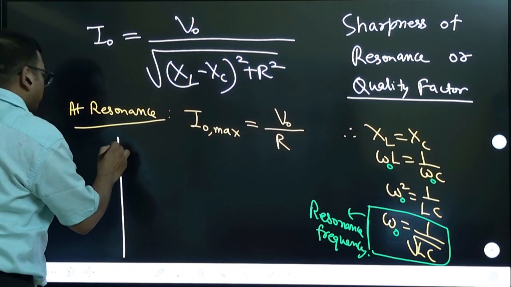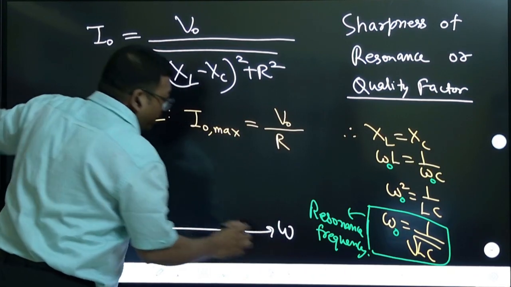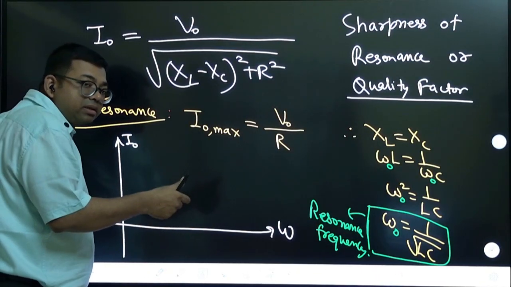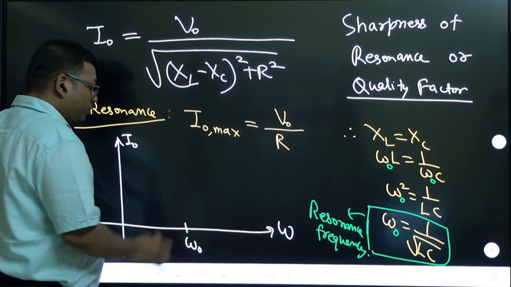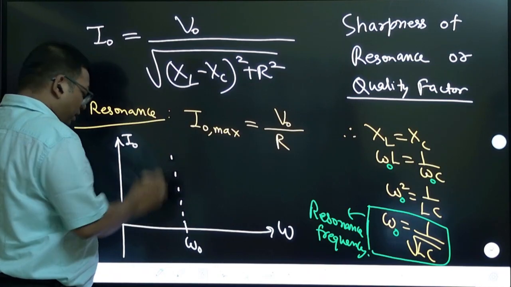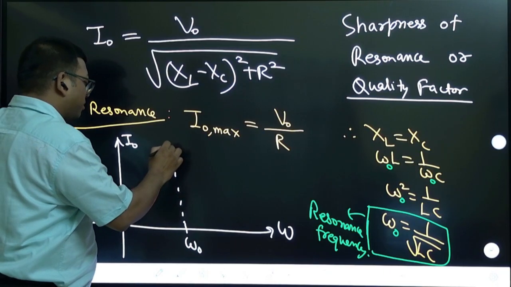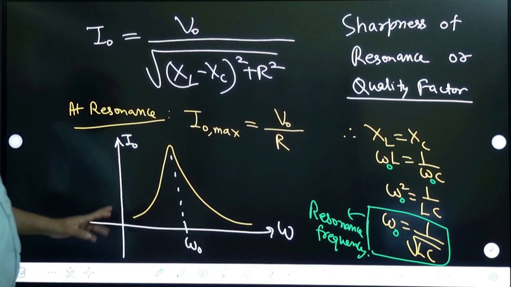But let us say you try to plot a graph of peak current versus omega. Omega means the source frequency. Source frequency you are tuning, you are changing. And you will find that when this source frequency becomes equal to the resonance frequency, at that time this graph is going to be maximum.